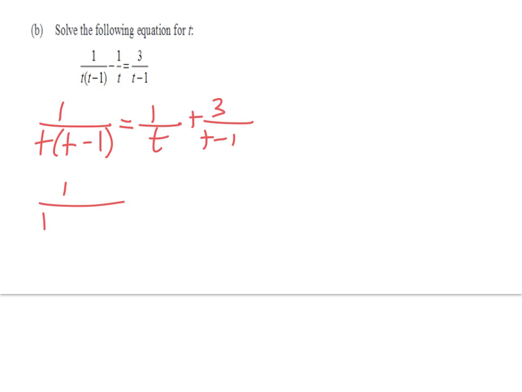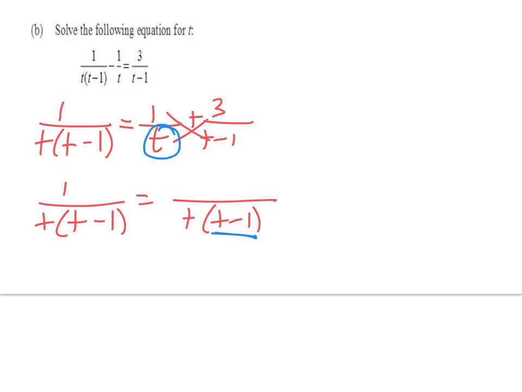In general, what I'm going to try and do is to get a common denominator on each side. I do that by cross multiplying. Right, so when I say cross multiplying, what I really mean is I'm multiplying that t in the denominator by t minus 1. So I have to multiply the 1 by the same thing. Right, so it's going to be t minus 1 plus, now I'm multiplying the denominator here by t, so I have to do the same thing to the 3. So it's plus 3t.